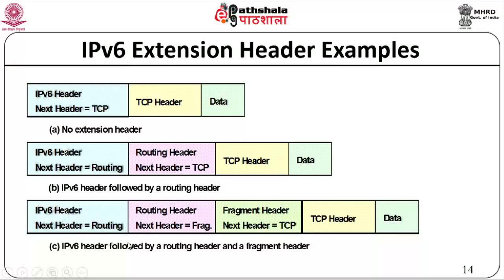Okay. Now if you had a routing header followed by a fragment header, what will it look like? You can see that the IPv6 next header will point to routing, so that will be followed by the routing header. Routing header will have its next header field specified as fragmentation header. So the fragmentation header will follow that, and in that the next header will point to TCP, indicating that it is a TCP packet that is carried in this. So this is basically the stacking of the extension headers. This is basically how it gets done.